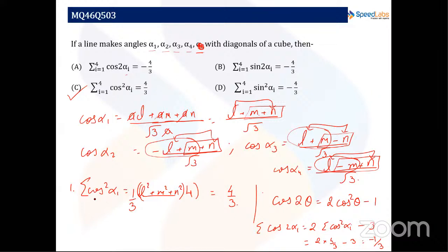Similarly, cos square theta is 1 minus sine square theta. So 1 minus sine square alpha 1 plus 1 minus sine square alpha 2 plus 1 minus sine square alpha 3 plus 1 minus sine square alpha 4. Sorry, that is minus 4. So the answer will be minus 4 by 3. So here 1 minus sine square alpha 1. So our option number A is also correct.